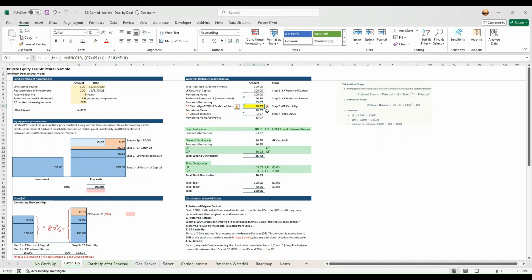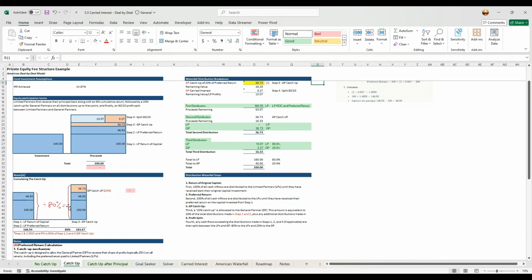Step three is what we skipped in our base model, and is also the part that gets very interesting and a little bit challenging. When you read the catch-up like 20% of preferred return, it gets a little tricky. It's not a straightforward 20% times 46.93, so it's not $9.38 or something. It's not that straightforward. That's why we have this little visual here.